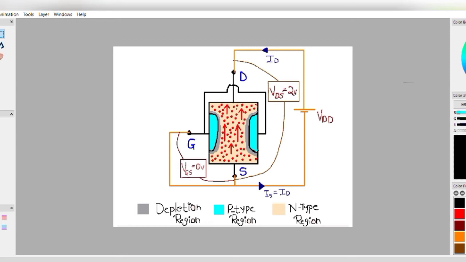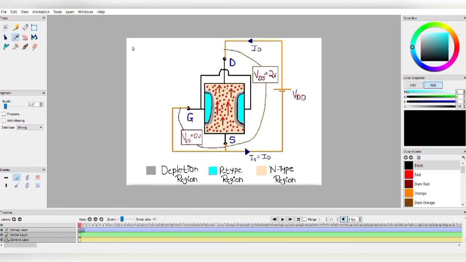So now we will see that the depletion layer is like this, and ID is maximum when VGS is equal to 0 volts. Remember this. Why? This is because, see, the depletion region is a little less. Depletion region is less.